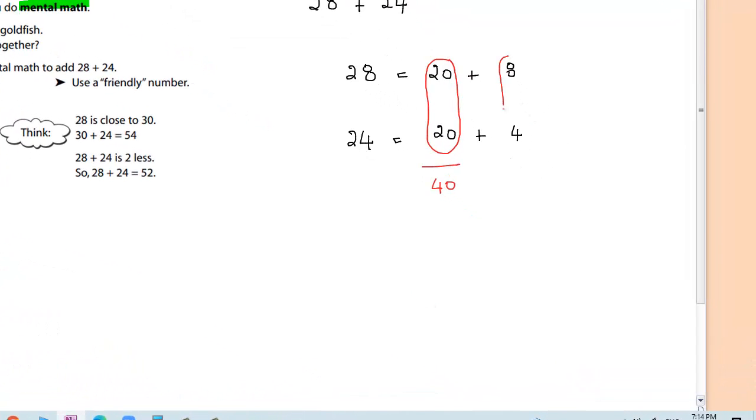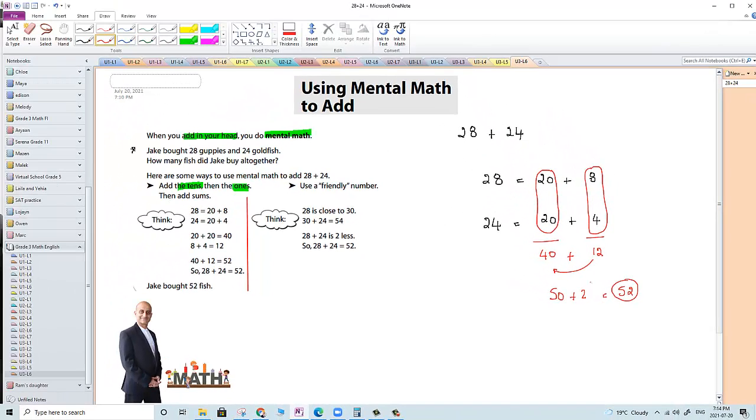And I will take care of the ones. The ones are 8 and 4, which means 12. I know very well when I add 12 to 40, I can give 1 ten to the 40, so it's going to be 50 and 2. So the answer will be 52. So all of that has to be in my head.